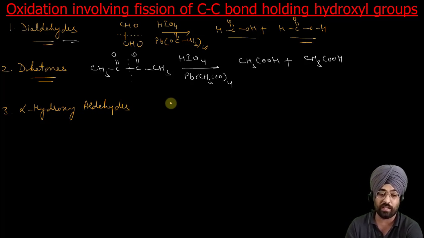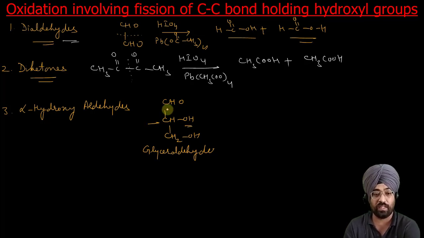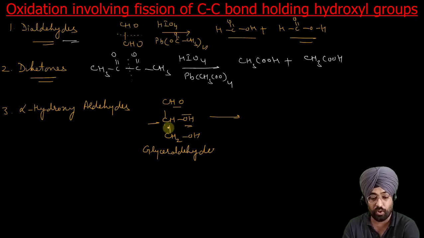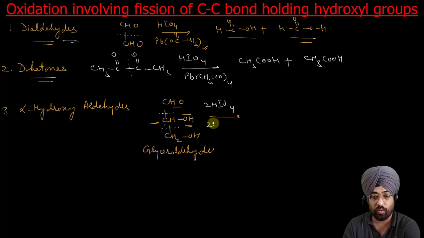An example of such a compound is CHO-CHOH-CH2OH, which is glyceraldehyde. You can see the OH group is present at the alpha position to the carbonyl, so it is an alpha-hydroxyaldehyde. Now in this compound we have to break two bonds, because both will cleave, as the two OH groups are present on this carbon. Both this bond as well as this bond will cleave. So we need 2 moles of HIO4 or 2 moles of lead tetraacetate.